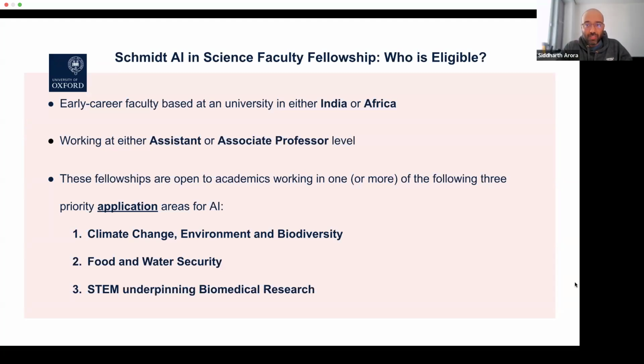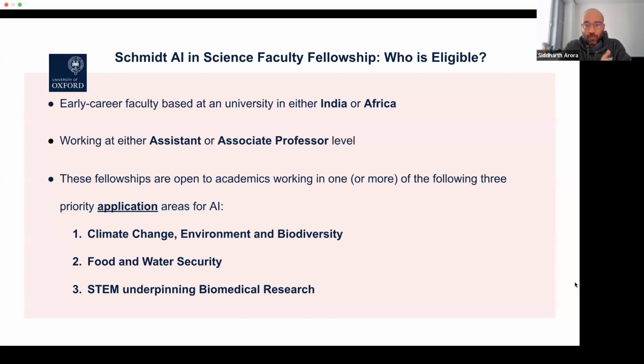Food and water security is the second area. And science, technology, engineering, and mathematics underpinning biomedical research is the third area. These are the 3 priority areas in no particular order. All 3 are equally important.